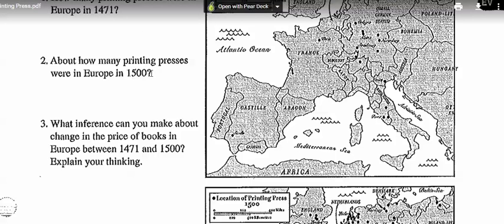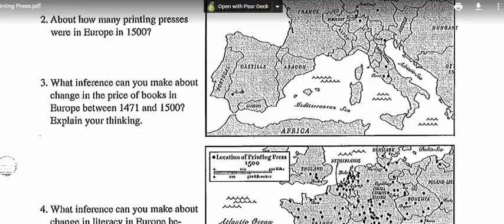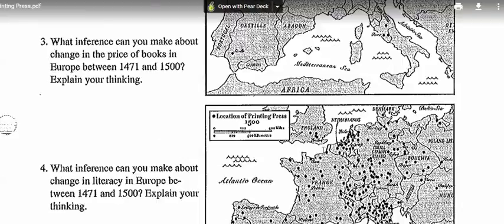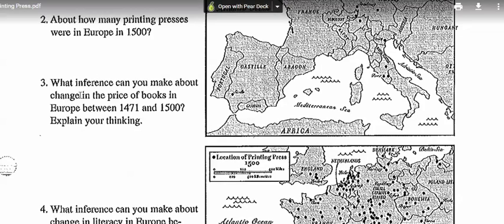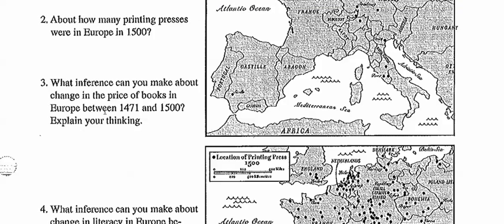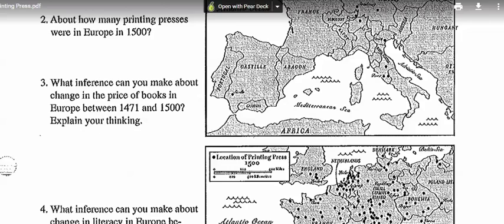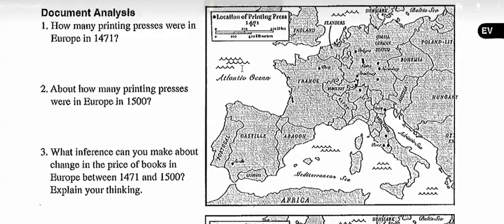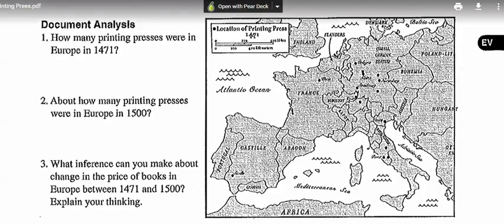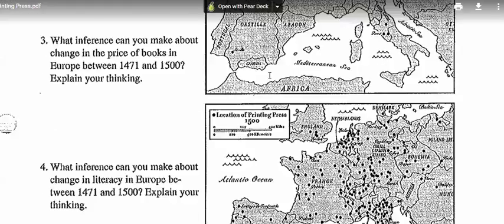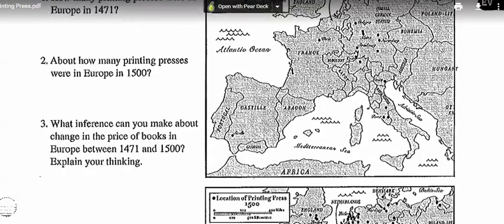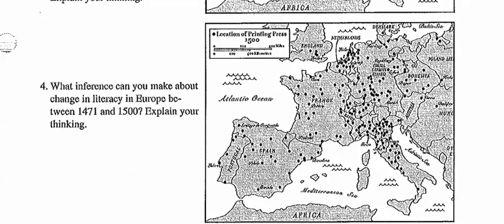So, about how many printing presses were in Europe in 1500? You can say, for the sake of argument, that there's a lot more based on this particular map. Now, the next question asks, what inference can you make about the change in the price of books in Europe between 1471 and 1500? Explain your thinking. An inference is just a guess, like we just talked about. An inference you can make about these two maps is that there are more dots in 1500 than in 1471, which gives you an indication, when we looked at the printing press, which was invented by who?